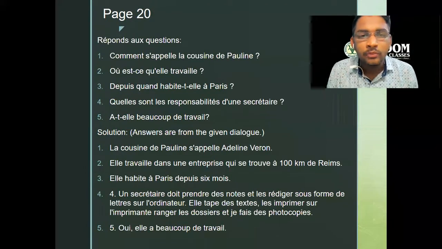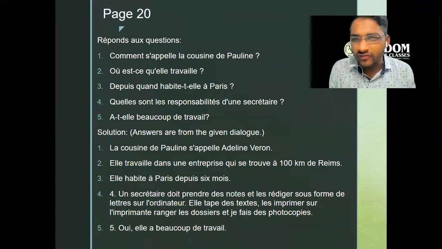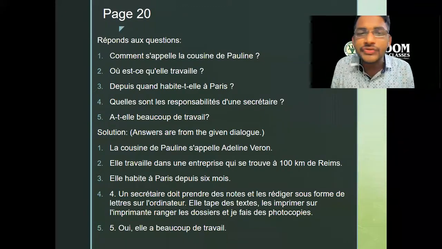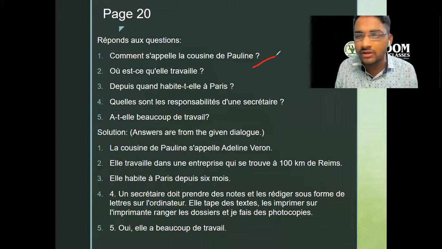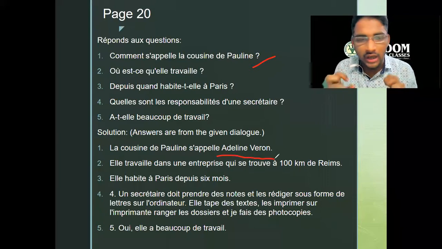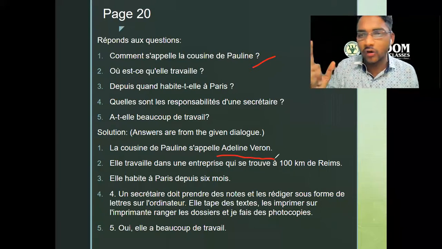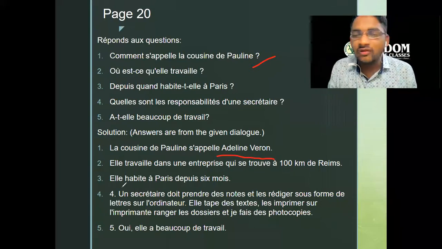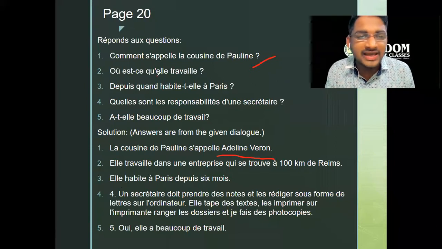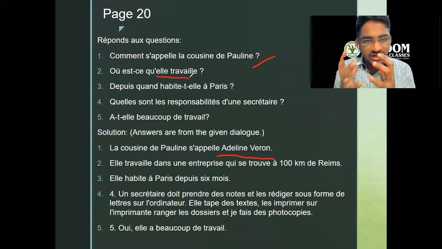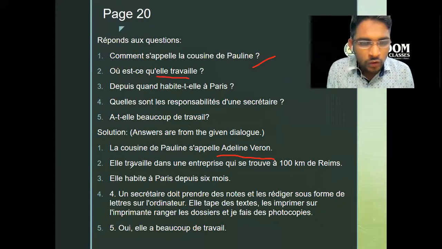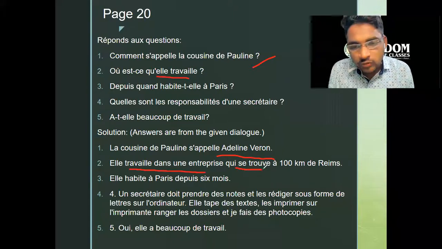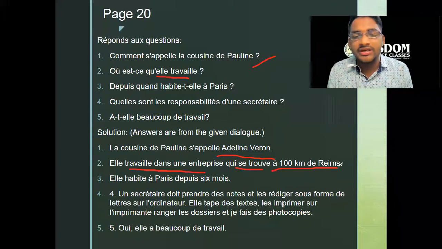Okay. Moving forward to the next question, which says répondez aux questions. So answer the questions. First one, comment s'appelle la cousine de Pauline? What's the name of the cousin of Pauline? So la cousine de Pauline s'appelle Adeline Veron. Fine. Elle travaille dans une entreprise. Où est-ce qu'elle travaille? Where does she work? She works in a company which is situated 100 kilometers from Reims.